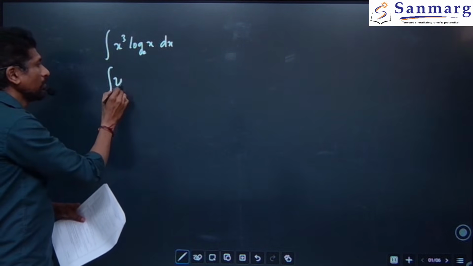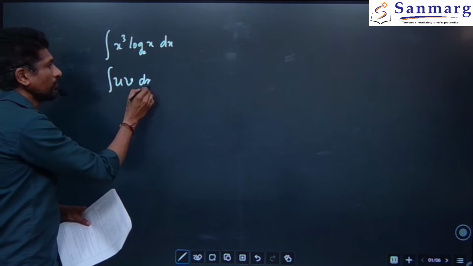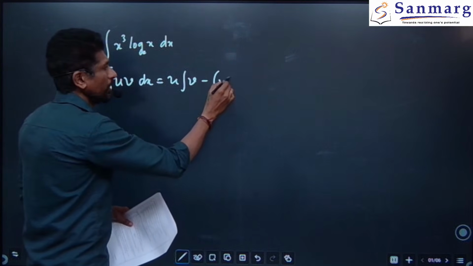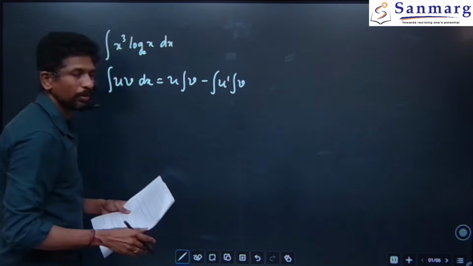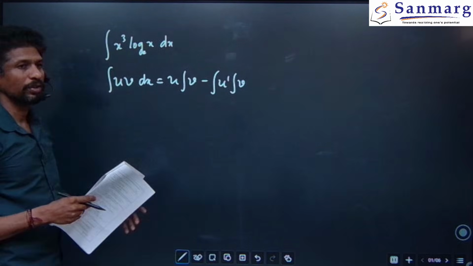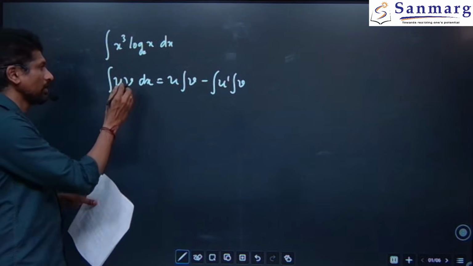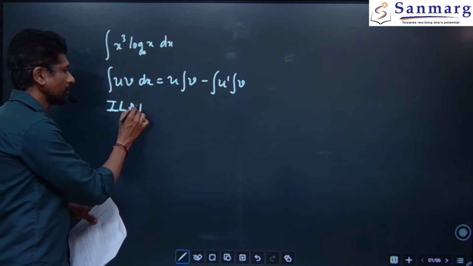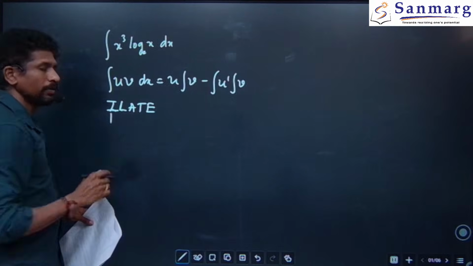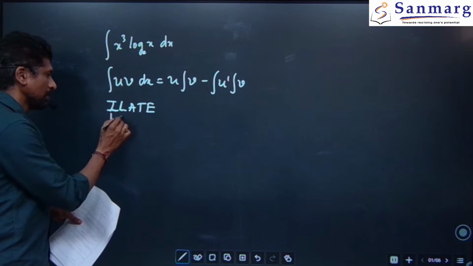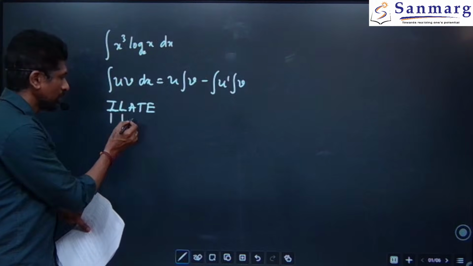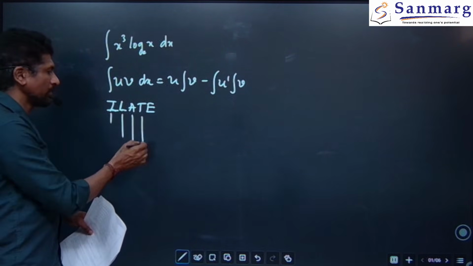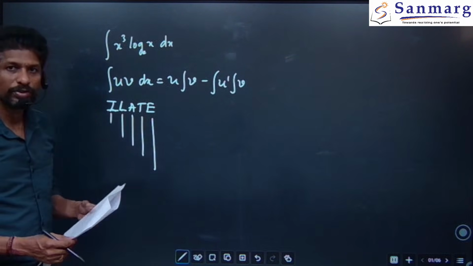The standard formula for the integration of two functions is nothing but u integration of v minus integration of u dash into integration of v. Means u is nothing but one function, v is nothing but another function. But for this integration by parts, you have to know the ILATE method. The ILATE method is nothing but first the inverse trigonometry, second is logarithm function, third one is algebraic function, means x, x square, x cube, and so on. T means trigonometry function, E means exponential function.